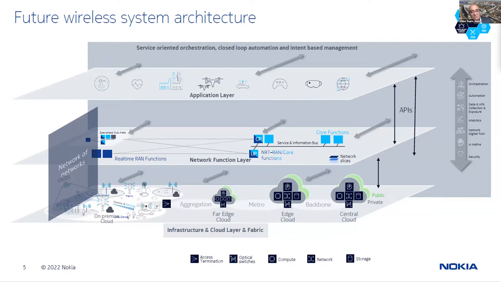maybe summarizing by way of a pictorial attempt to include in a visual manner all the various aspects as they help us to frame architectural research, future wireless system architecture. So what you see here is an attempt, in a layered fashion, showing infrastructure, cloud layer and fabric at the bottom, network function layer, application layer, all of this against the very powerful enabling environment, service-oriented orchestration.